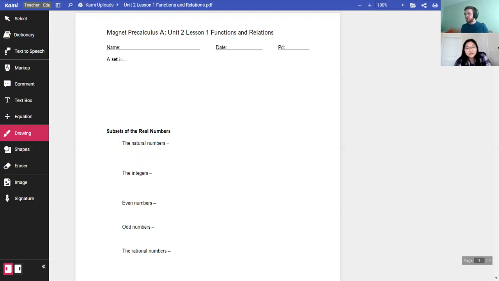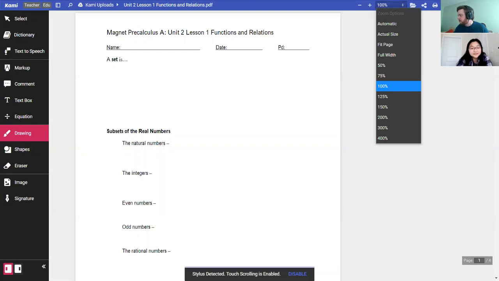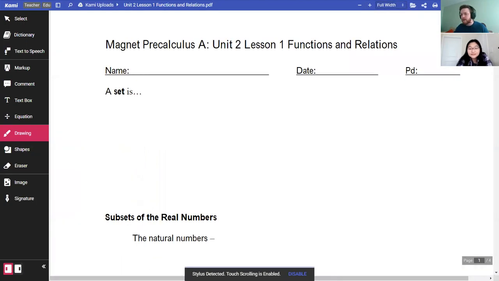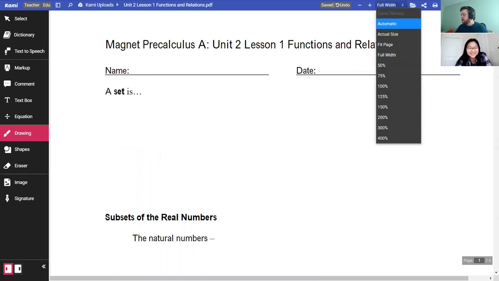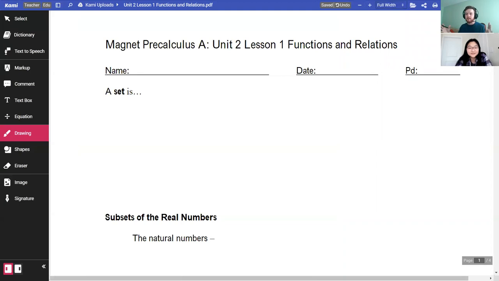Mr. Kerr, can you make it bigger? Yes, I can. Thank you for saying that before we got way into it. Full width. So for those who use Kami and you wish it was larger when you open it up, that's the move right there. Full width. Just makes it the size of the screen. And currently I'm using F11 on my Windows computer to full screen my Kami document. So there are some shortcut keys out there to maybe make things easier for you in the future.